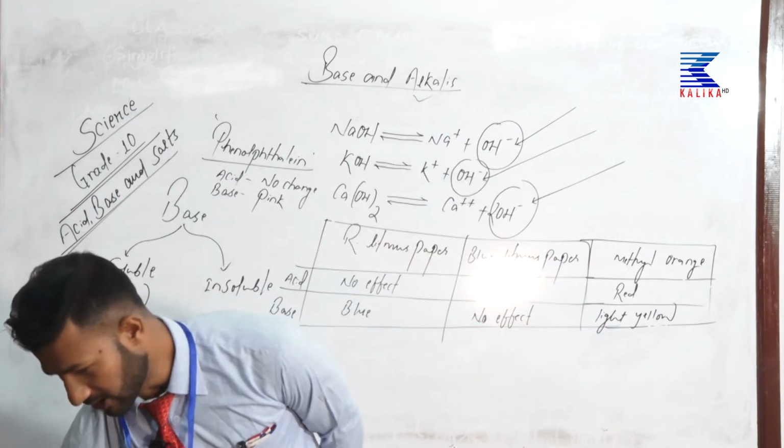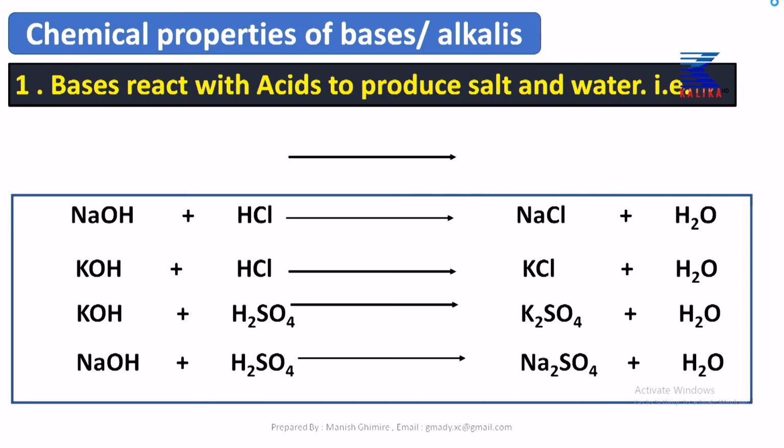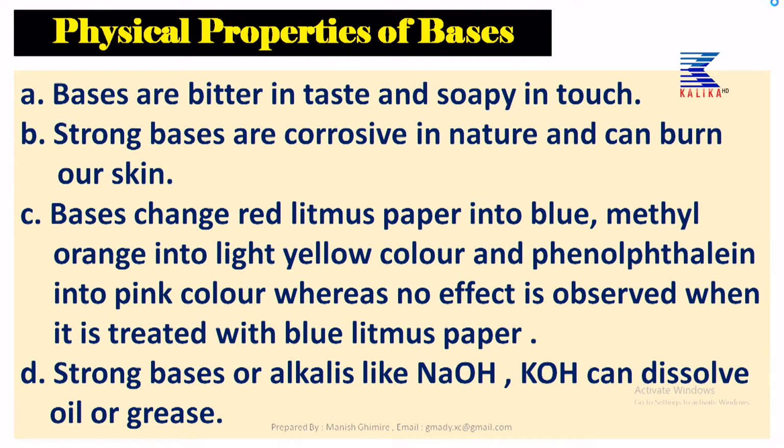Okay, let us find out some other properties of base. Number 4th point: strong bases or alkalis like NaOH, KOH can dissolve oil or grease. Oil and grease are such viscous materials which are very difficult to wash if they drop on any type of clothes. It requires expensive and strong chemicals, but this is the chemical that dissolves it out and makes your cloth very clean. That is why they are really strong.